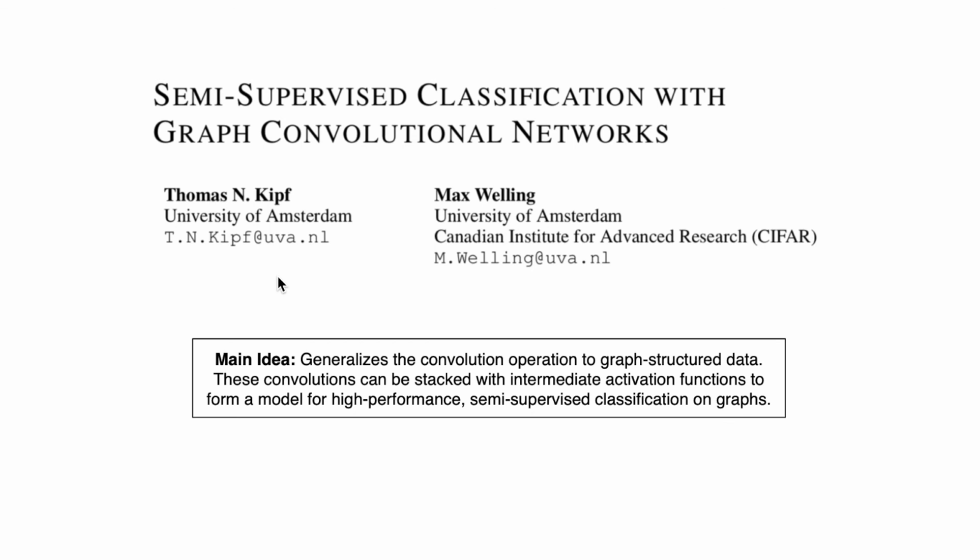And with that, I want to conclude this presentation on the graph convolutional network. To reiterate the main idea, what we've done is we've generalized the convolution operation to graph structured data. These convolutions, which are motivated by first-order approximations to spectral graph convolutions, can be stacked with intermediate activation functions to form a high-performing model for semi-supervised node classification.